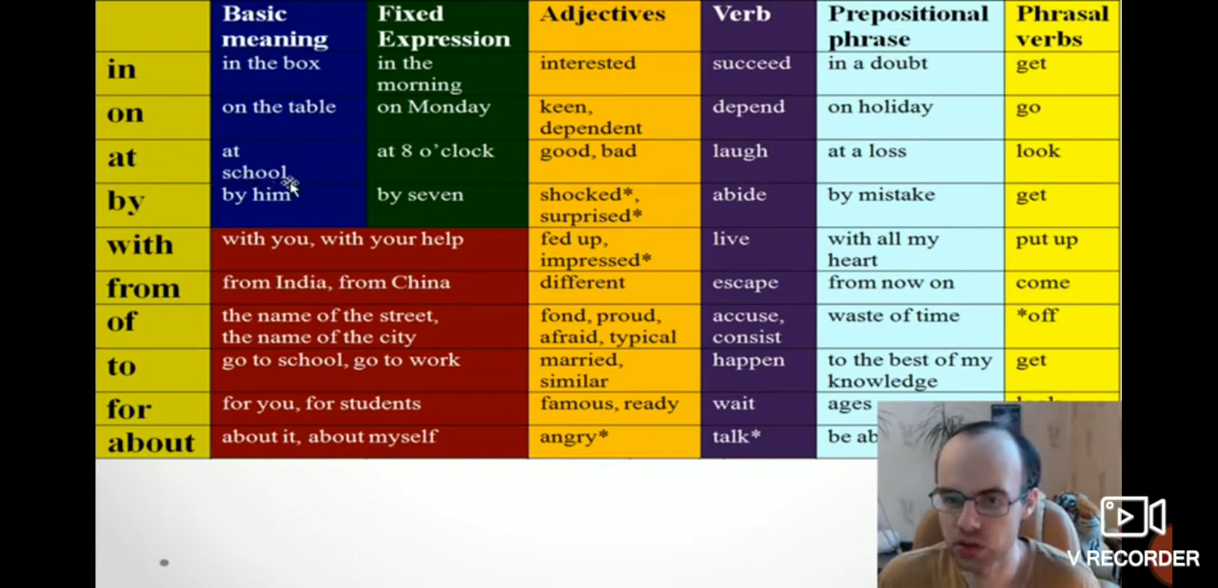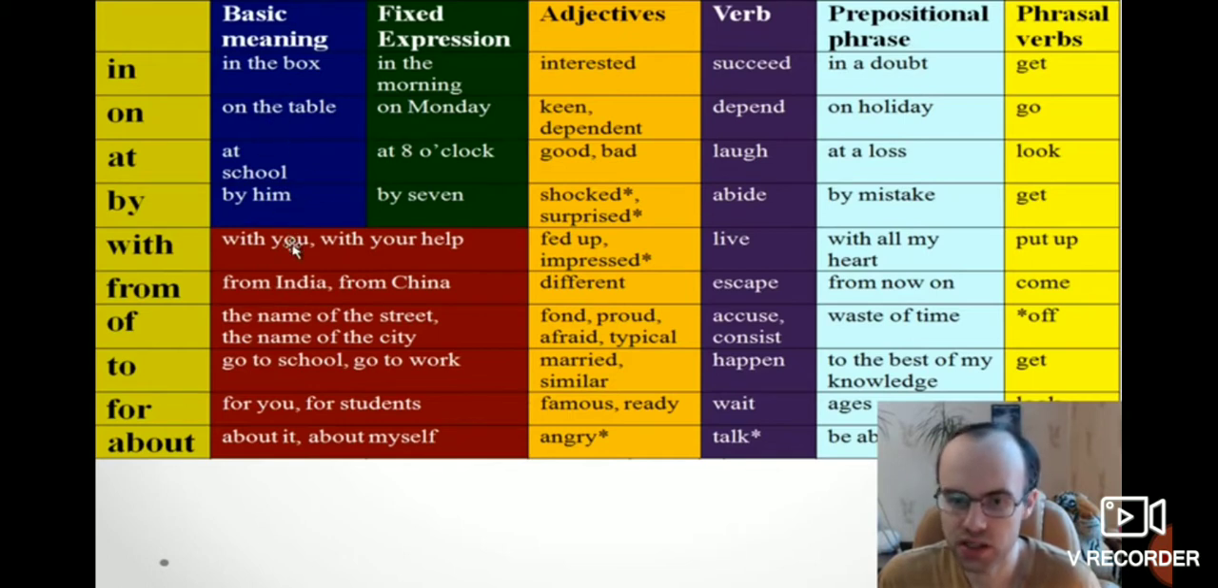So at school. It's similar to in, at. You just need to remember some phrases and expressions. We say at school, at work, at home. So my children are at school. By. We often use it with passive voice. The book was written by him.